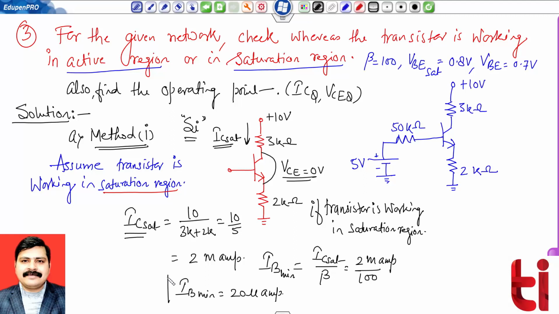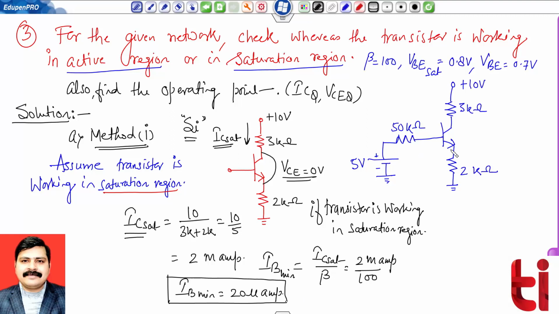So if my IB is greater than or equals to 20 microampere, that means my transistor is working in saturation region. Otherwise, my transistor will be working in active region. Okay, so this is the minimum current required, which is my 20 microampere.